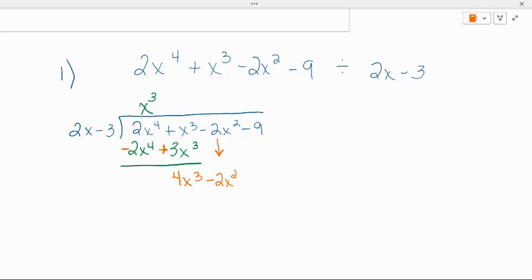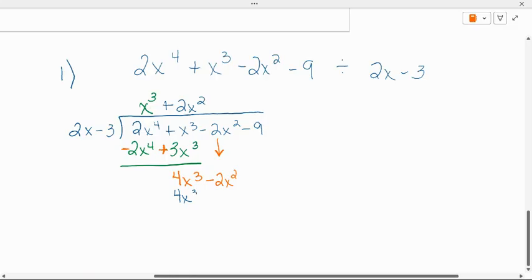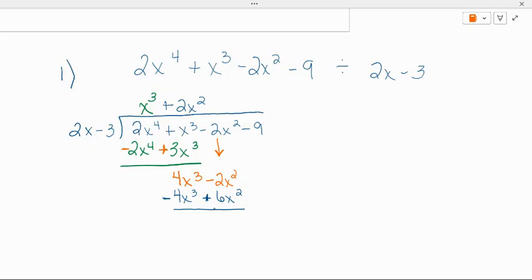All right. So what do I have to multiply 2x by to make it equal 4x cubed? Zach Miller. Times a positive 2x squared. So 2x squared times 2x gives me 4x cubed. 2x times a negative 3 gives me a negative 6x squared. Remember that we are subtracting, so we have to change the sign. Negative 4x cubed and positive 4x cubed cancel out. Negative 2x squared and a positive 6x squared give me a 4x squared.